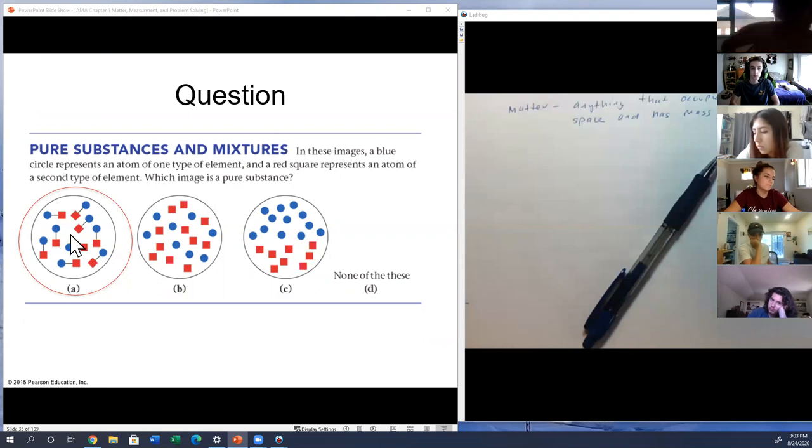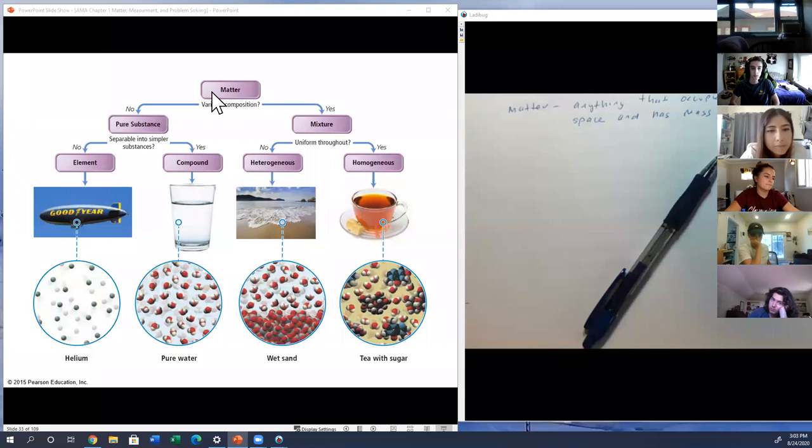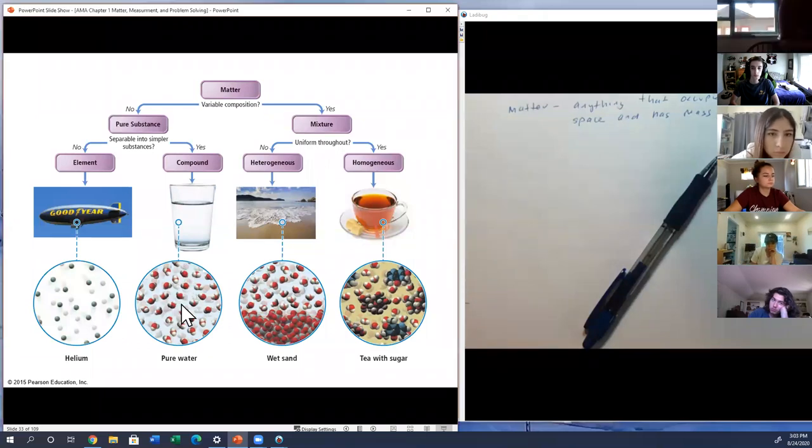This is a pure substance because it's a compound. Let me see, let's go back to this. So you're going to have a pure substance, compound. So the image that you saw is kind of like water, right? Water has two different types of atoms that make it up, but it's still a pure substance. Why? Because all the particles are the same. Notice this is water, this is water, this is water, right?